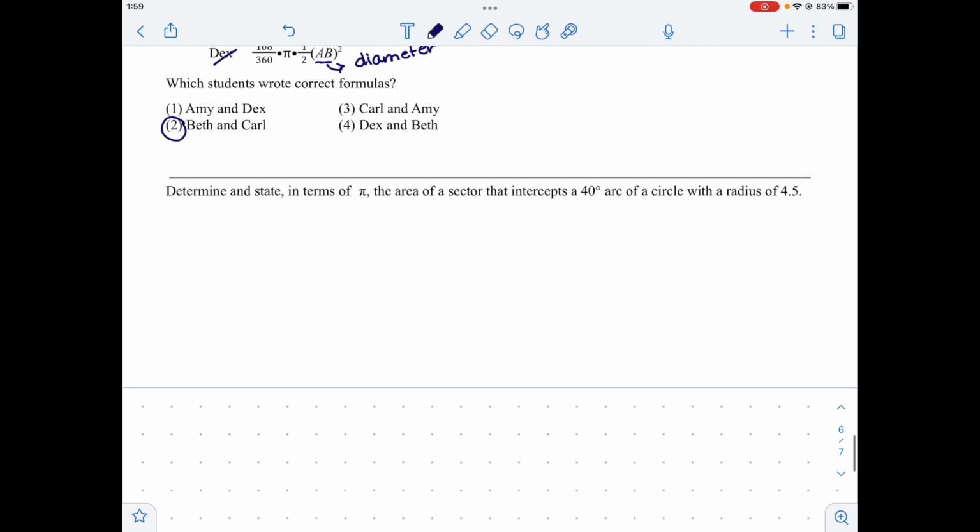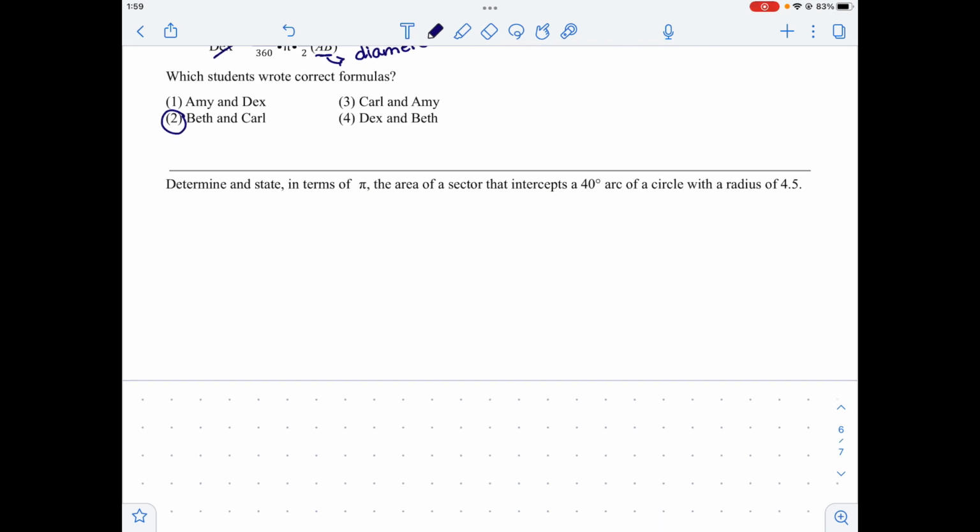We have one final problem. This one you will actually draw out and leave in terms of pi. We are trying to determine and state the area of a sector that intercepts a 40-degree arc of a circle with a radius of 4.5. So sketch it out and see how you do.